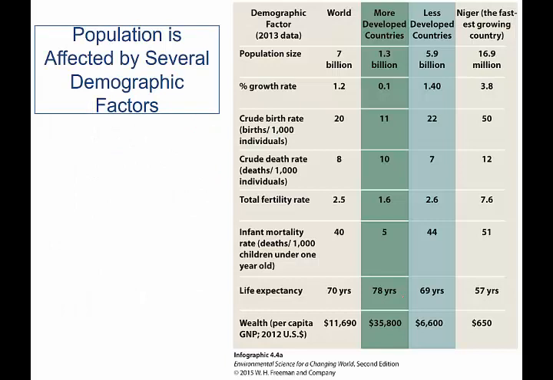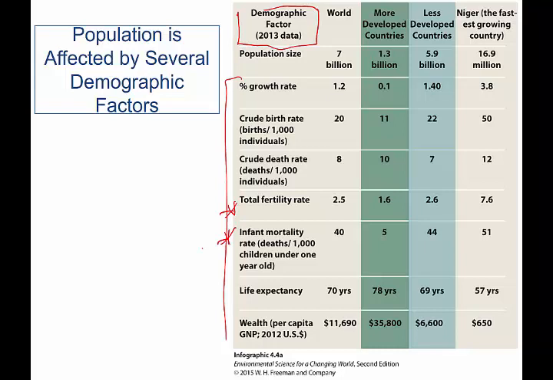So population growth is affected by several of what they've called demographic factors. And even though this data is a little bit dated, it is still very relevant. Now, the demographic factors are the things that you see here. These are demographic factors, things that affect the population rate. And we've already talked about total fertility rate. That's a demographic factor. We've even mentioned infant mortality rate.